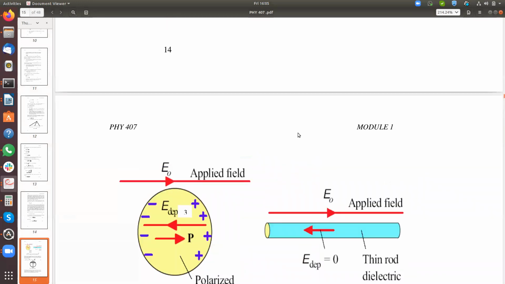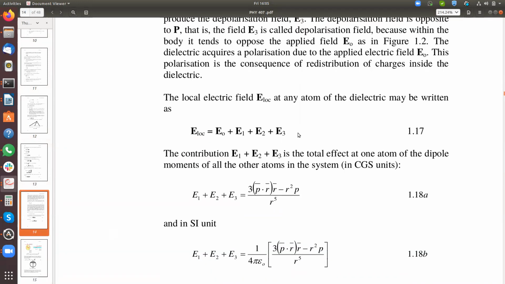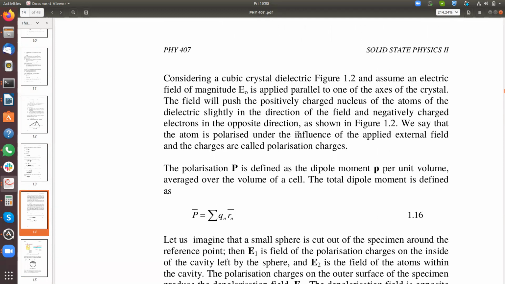So, as I was saying, we stopped here last week. We are at the point of trying to define what polarization P is. With the note I sent to you earlier on, we said that the polarization P is defined as the dipole moment per unit volume, averaged over the volume of a cell. So the total dipole moment is defined as this. Equation 1.16 is the definition for the total dipole moment of a system.